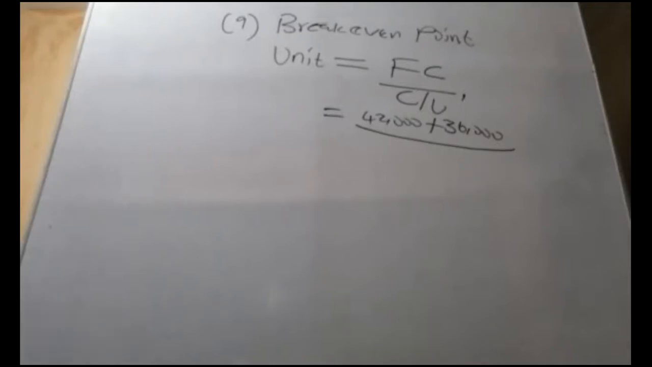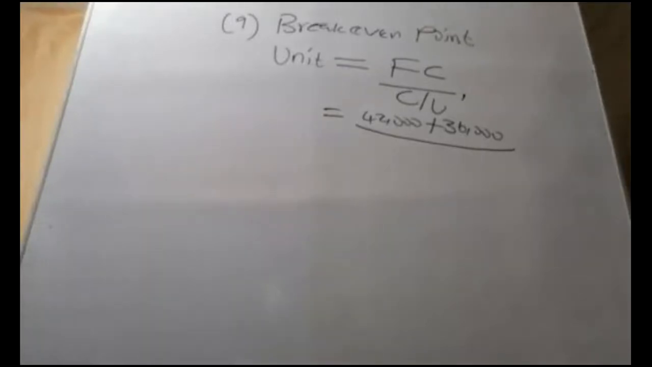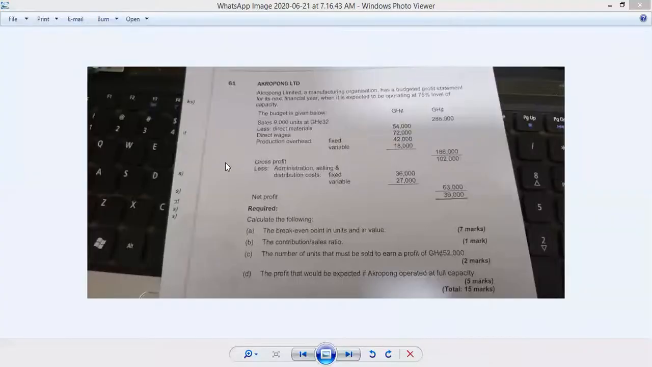The 78,000, we had it by adding the 42 plus 36. It is the fixed cost. Let me project the question again. Now this is the question. There are two fixed costs here. You can see one at the production overhead, which is 42. You can see one at the distribution, which is 36. Putting all together, making what? 78,000. Agreed. That's the fixed cost.